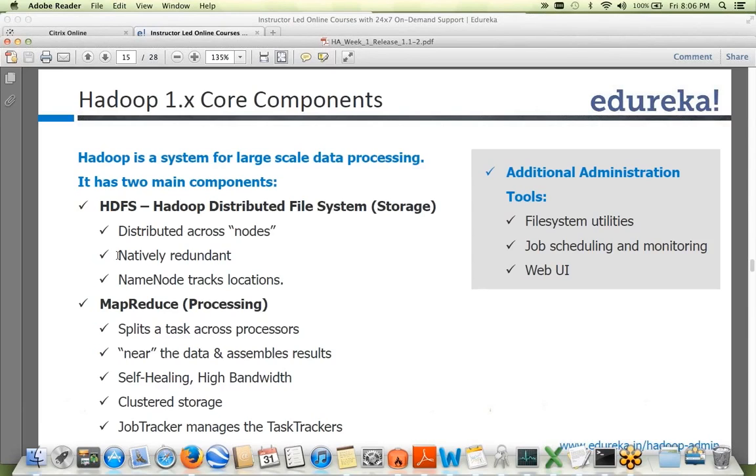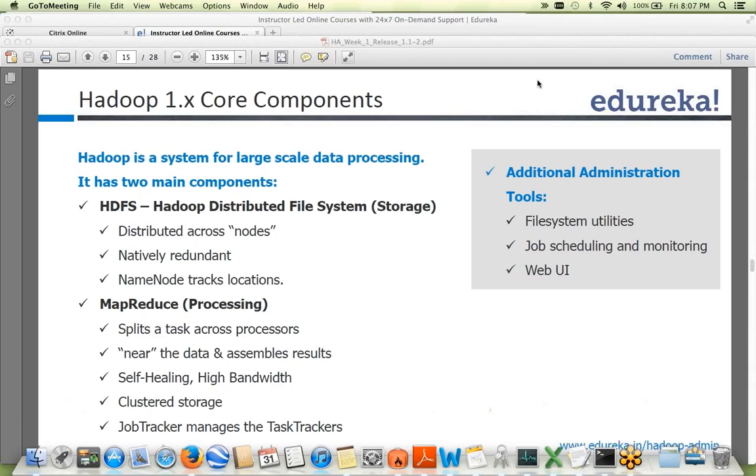And HDFS is natively redundant. So by default, when HDFS stores a block, it makes three copies of the block. So whenever a file is split into blocks, each block would be replicated three times in the cluster. So that is how Hadoop is fault tolerant. Suppose you have three copies and one node went down, you still have two copies of that block. So you don't have to wait for that node to come up and then do your job. You can still proceed with your job, and that's how redundancy is achieved in Hadoop.